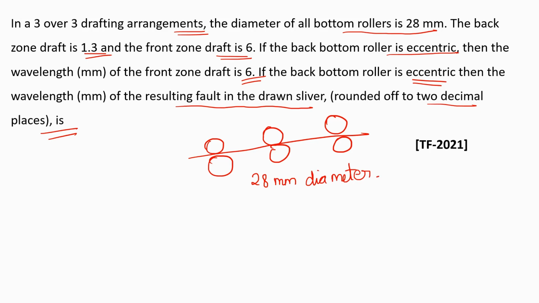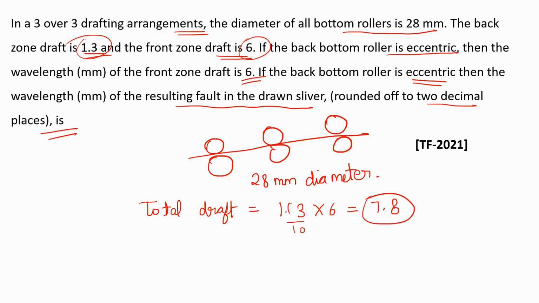So if we calculate, the front zone draft is 6 and the back zone draft is 1.3, so the total draft is back zone draft into front zone draft, meaning 1.3 into 6, which comes out to be 7.8. It is the total draft.